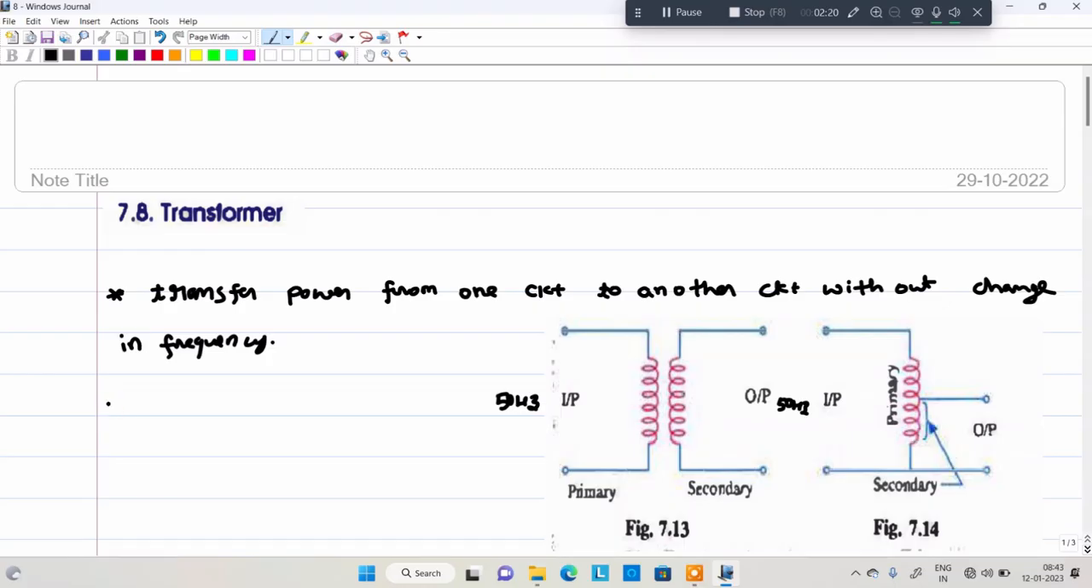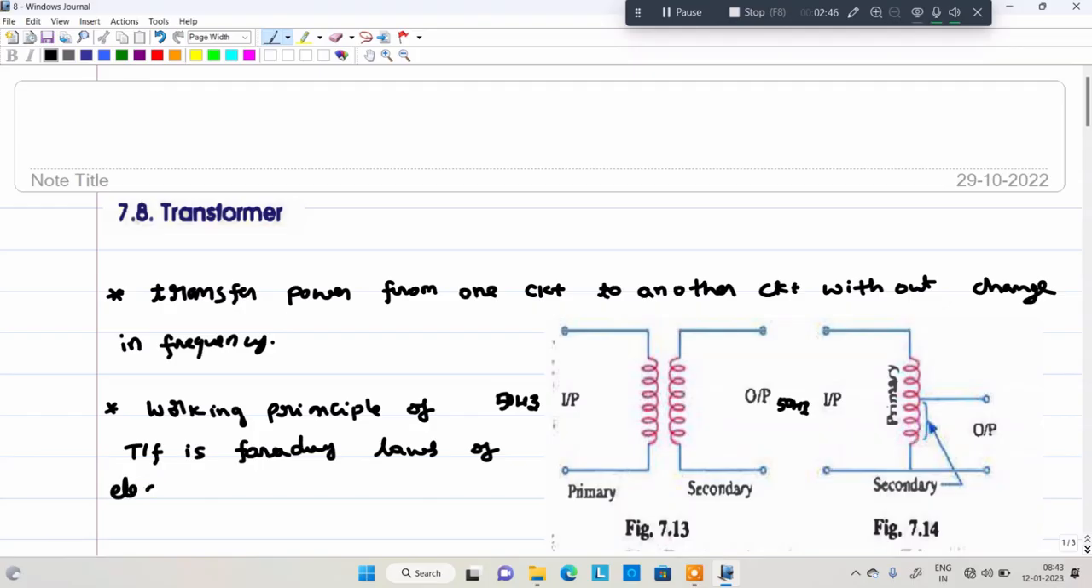Okay, next one. It works based on electromagnetic induction. So the working principle of the transformer is Faraday's laws of electromagnetic induction.